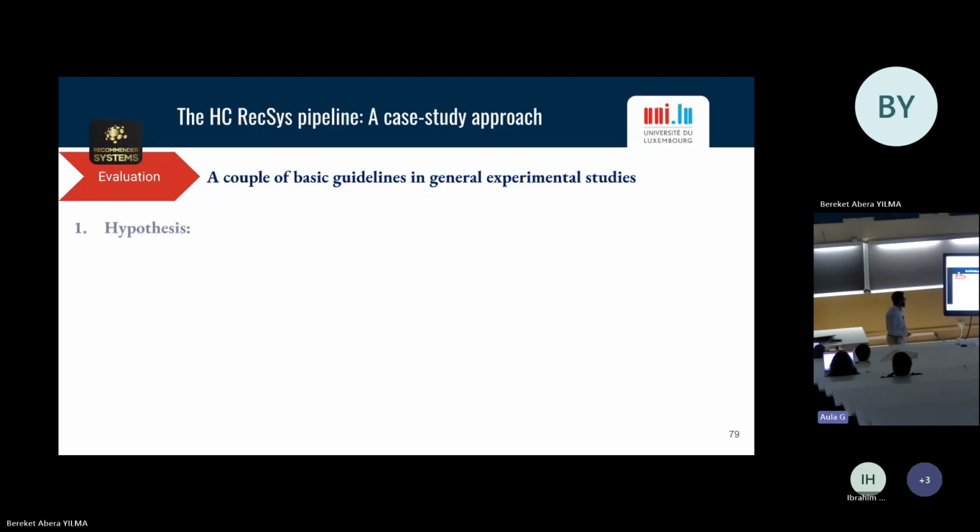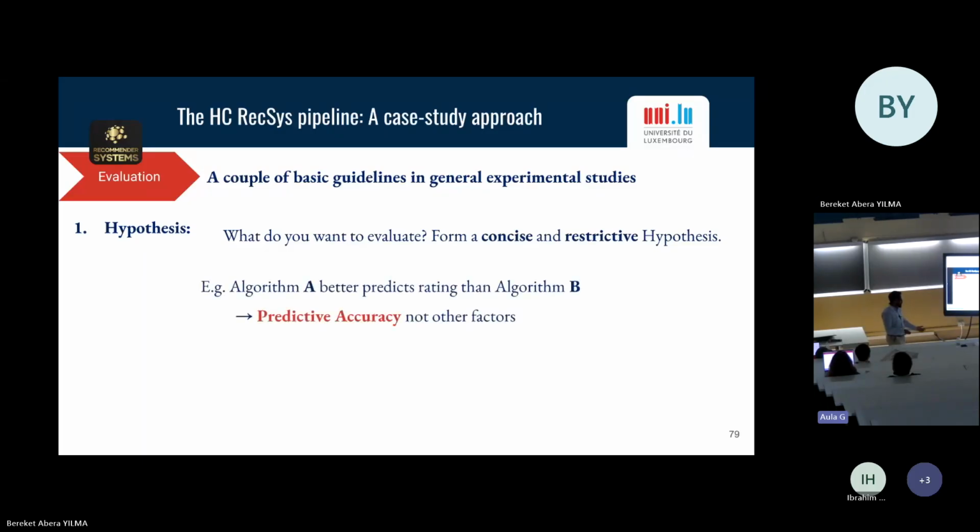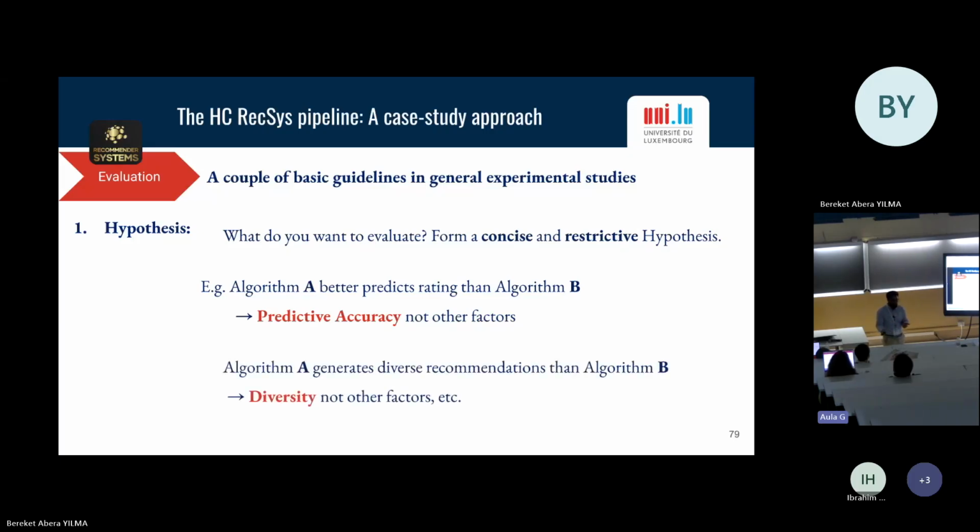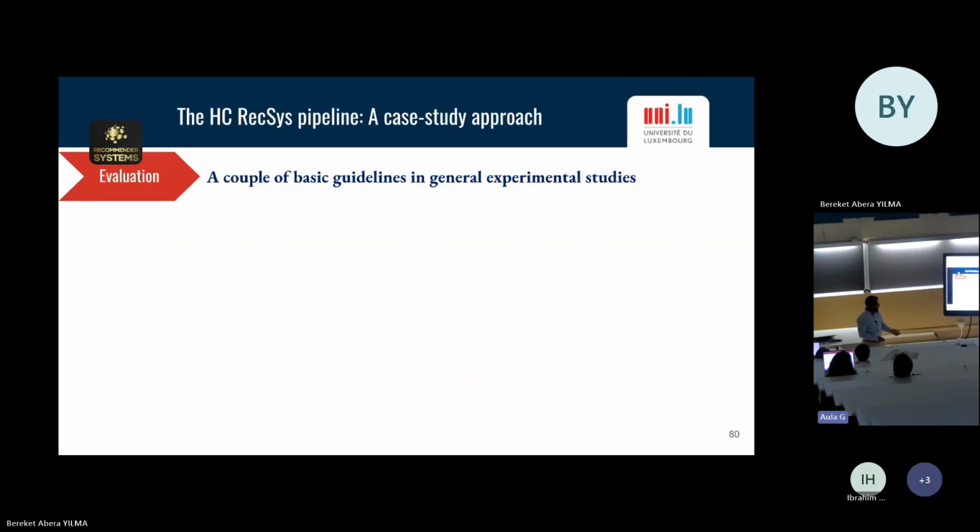First thing is forming a hypothesis. So you have to form a concise, restricted hypothesis. What do you want to evaluate? Do you want to measure how good your recommendation is, meaning algorithm A better predicts the rating of the user than algorithm B, then you measure accuracy. If you want to know how diverse the recommendations are, you can measure diversity. So you have to be restrictive and concise based on what you want to assess in your evaluation.